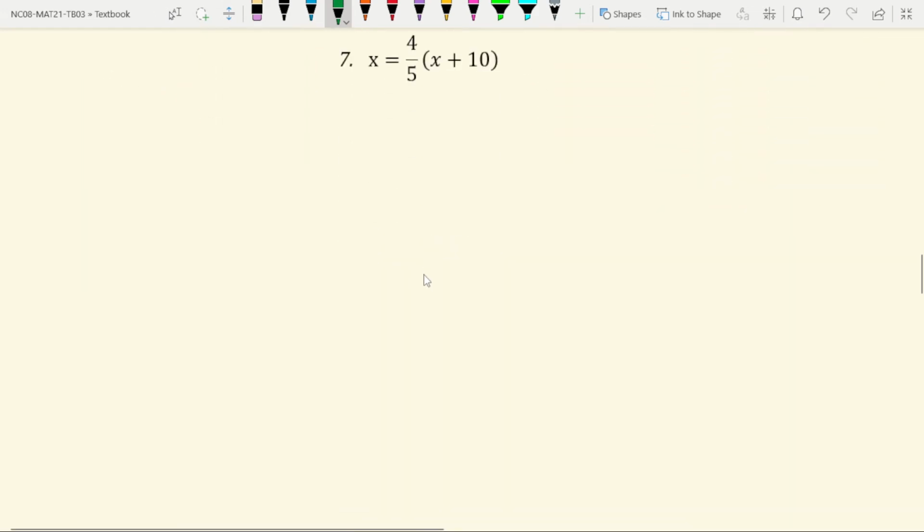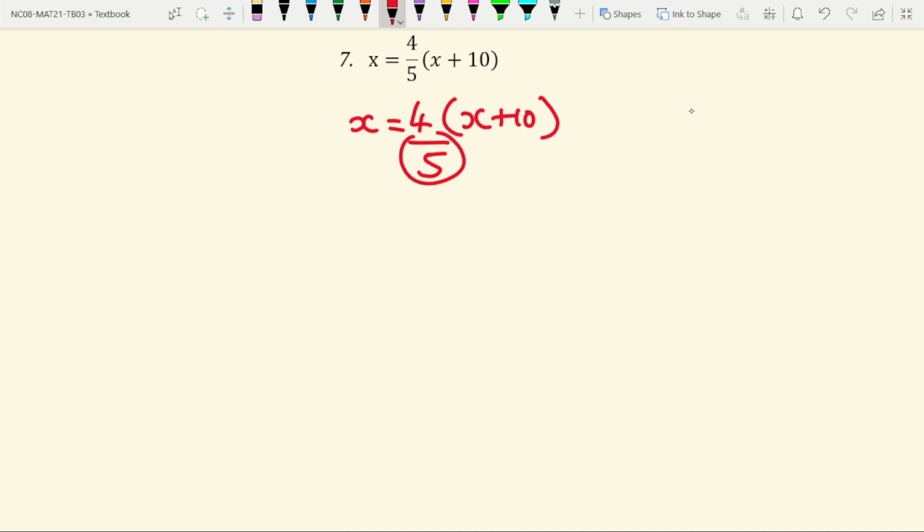Let us solve the next equation now. Here also we don't like this fraction term. So instead of keeping it as a fraction, what I can do is: x is a term, 4 is a term, multiplied by x plus 10 is a term, and it is divided by 5. So here the quantity 5 is getting divided. I can shift this 5 to LHS. While shifting, divided by 5 will turn into multiplied by 5.